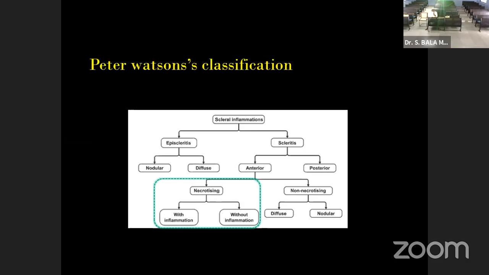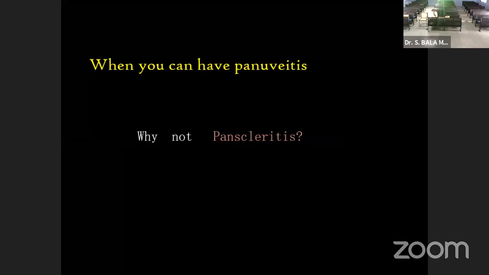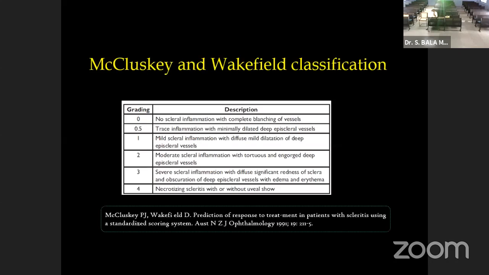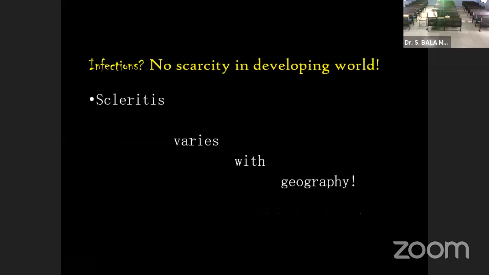So in anterior scleritis, we have a non-necrotizing, similar to episcleritis, we have a diffuse and a nodular subtype. When we have pan-uveitis, there is a similar entity among the practitioners called pan-scleritis with anterior and posterior sclera getting involved. McCluskey and Wakefield also gave a clinical grading of scleritis, which goes as 1, 2, 3, 4 in the grading of mild, moderate, and severe. And grade 4, we have a necrotizing scleritis with or without uveal show.